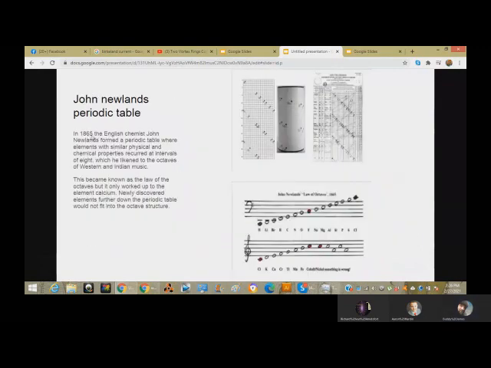Okay, so then it goes on to John Newland's periodic table, which is still part of the same paper that I referenced earlier. In 1865, the English chemist John Newland formed a periodic table where elements with similar physical and chemical properties recurred at intervals of 8, which he likened to the octaves of Western and Indian music. This became known as the law of the octaves, but it only worked up to the element calcium. Newly discovered elements further down the periodic table would not fit into the octave structure.